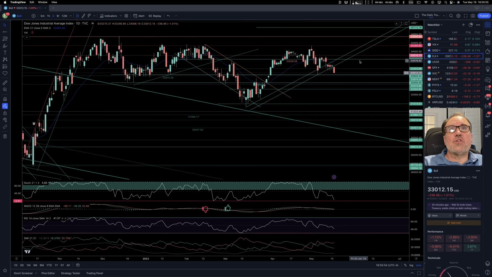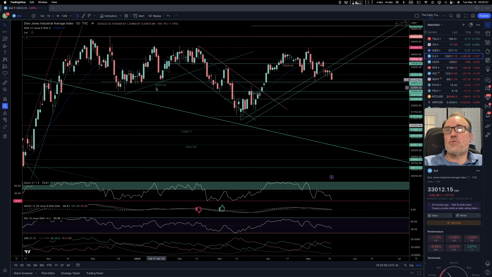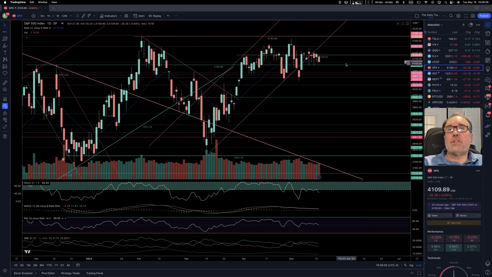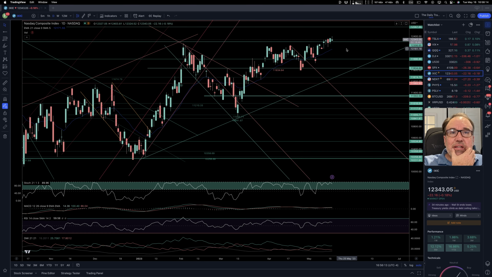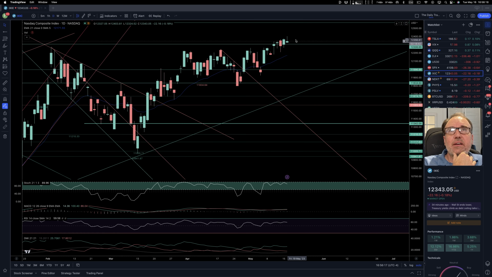In terms of Dow Jones, Dow Jones coming close to its support at 32,874. S&P 500 coming close to 4,100 or so. Nasdaq Composite showing the same sign here, the wick at the top and no wick at the bottom. So we try to go up and we're squished down. So even though this is a green candle, this is not very bullish.